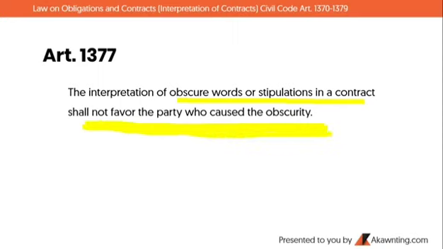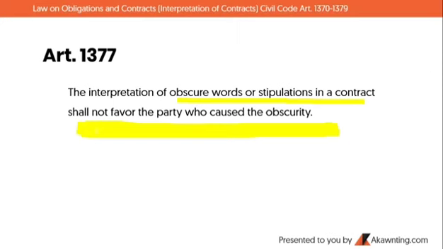So kapag si party A ang nag-draft ng contract at siya yung nag-cause ng obscurity, kapag i-interpret na yun, hindi dapat in favor sa kanya. Okay? Yung magiging interpretation, okay?